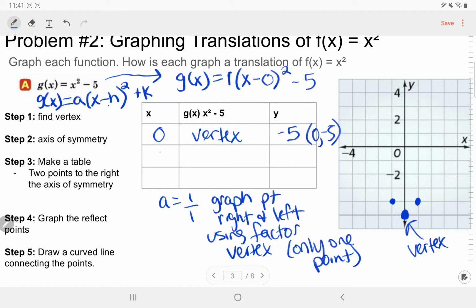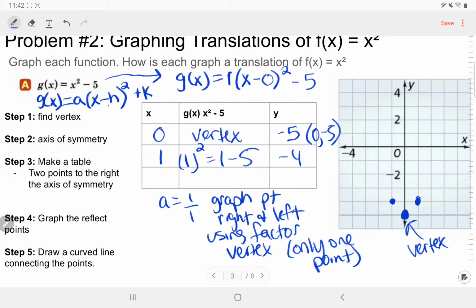So if we did it the long way, we could do 1 squared, which is 1, and 1 minus 5 is negative 4. So if I double check that point, I go right 1 and down 4, and look, that point right there is 1, negative 4. So it works out either method.